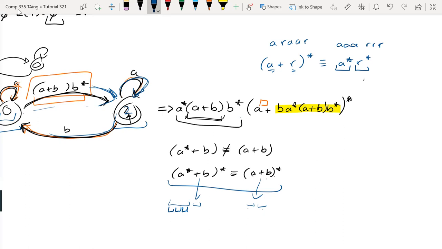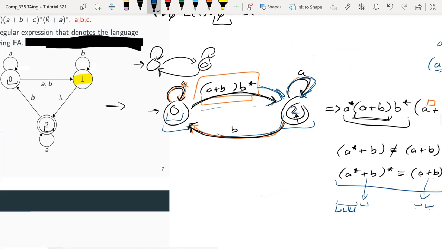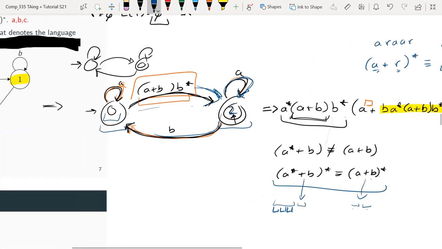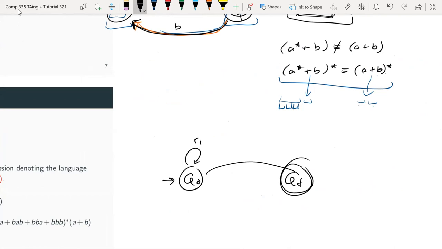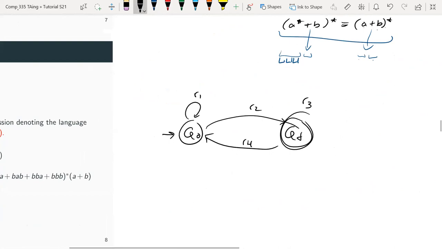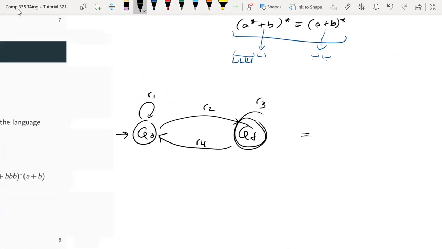Can you go over how you get the... Okay, let me just do it in general. Let's look at, let's say you have Q0 and you have Q final. This is a final state. Let's say this is R1, this is R2, this is R3, this is R4, right? So how do you go from this to a regular expression?